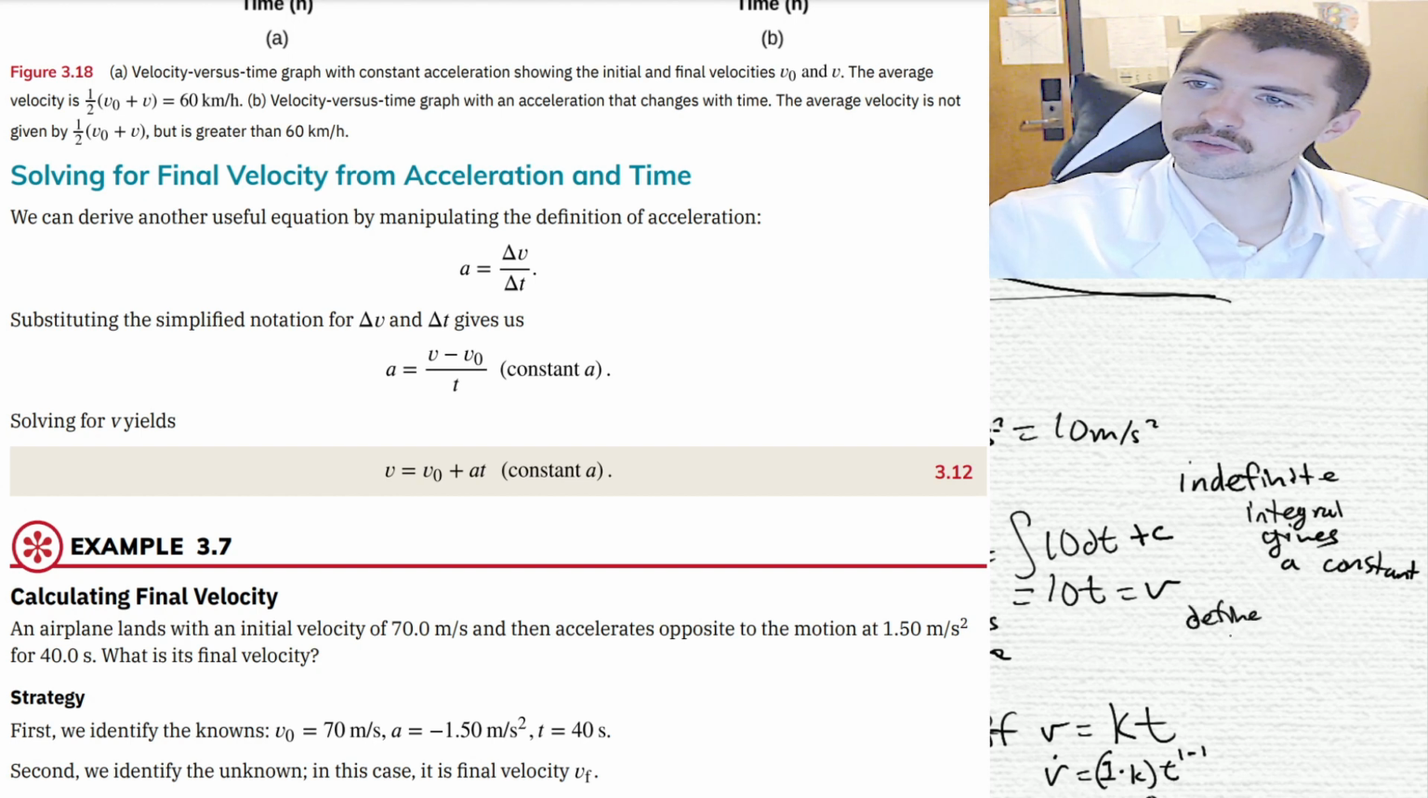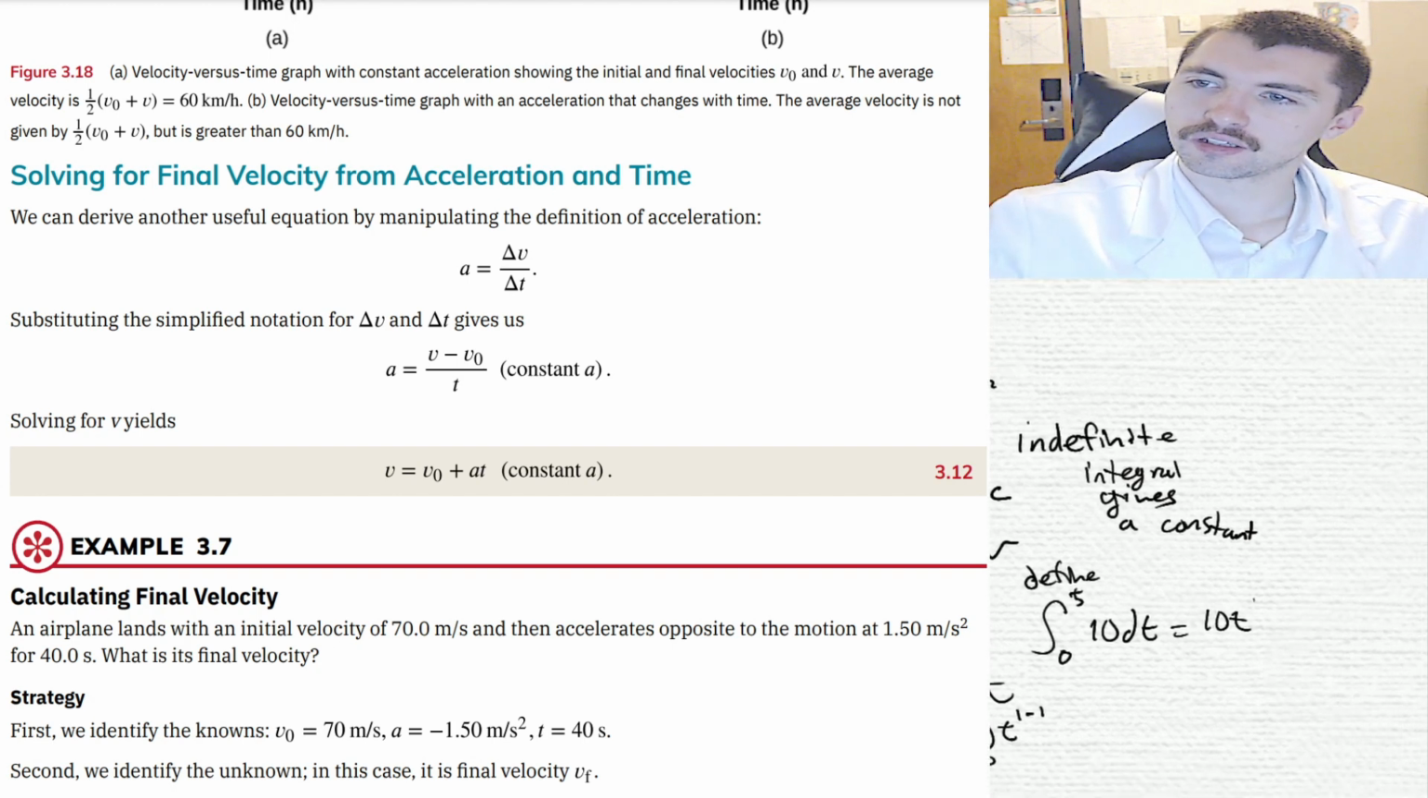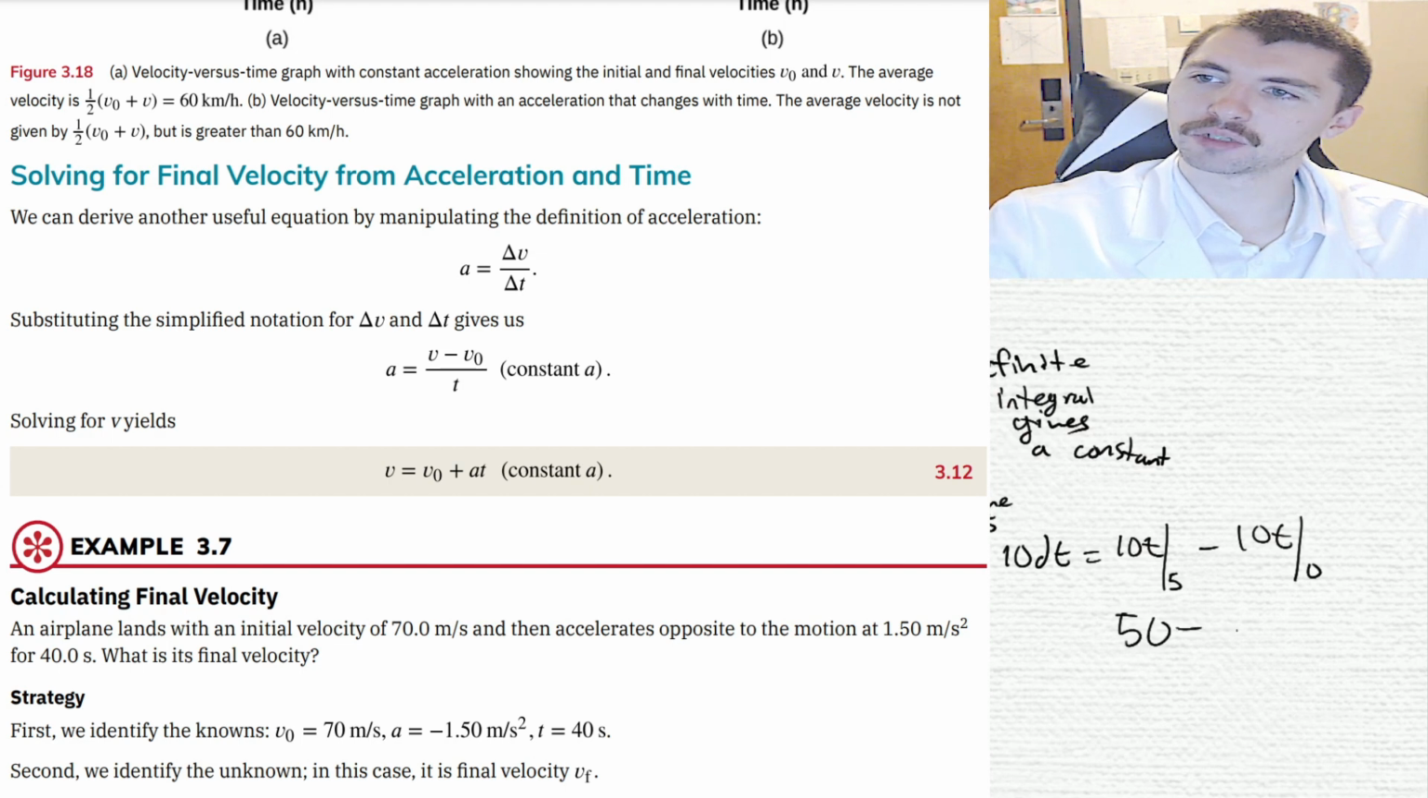Now what's a definite integral? Definite would be like taking from 0 to 5, 10 dt. We're looking from 0 to 5 seconds. Then that would be 10t at 5 minus 10t at 0, which would be 50 minus 0 equals 50.